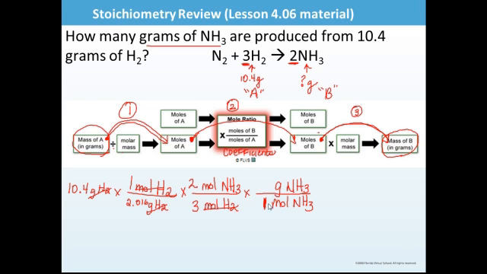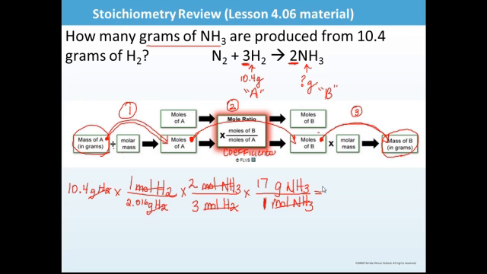Mass in grams of 1 mole of your substance. When we look on the periodic table, we roughly get 17 grams per mole for NH3. My moles of NH3 cancel. I'm left with grams of NH3, which is exactly what the question asked for. Therefore, I'm done. I put an equal sign.